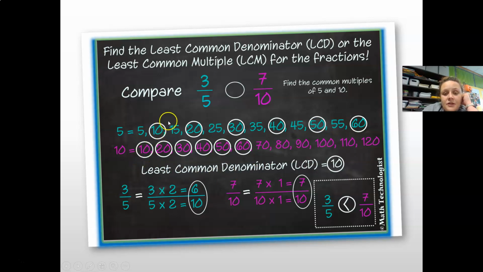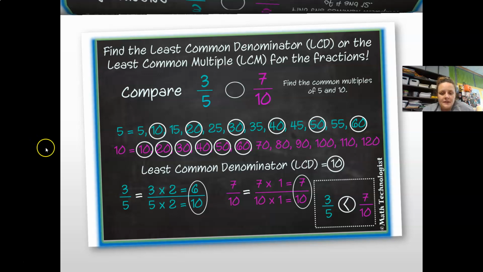So we could get into tenths. Well, hey, 7/10 is already in tenths, so it's good. All we've got to do is get 3/5 into tenths. So in order to get the bottom to tenths, we multiply the 5 times 2. Then we do the same thing to the top. 3 times 2 is 6. So 6/10 and 7/10. Well, now it's easy to see that 7/10 is greater. So that's another way you can go about comparing these.